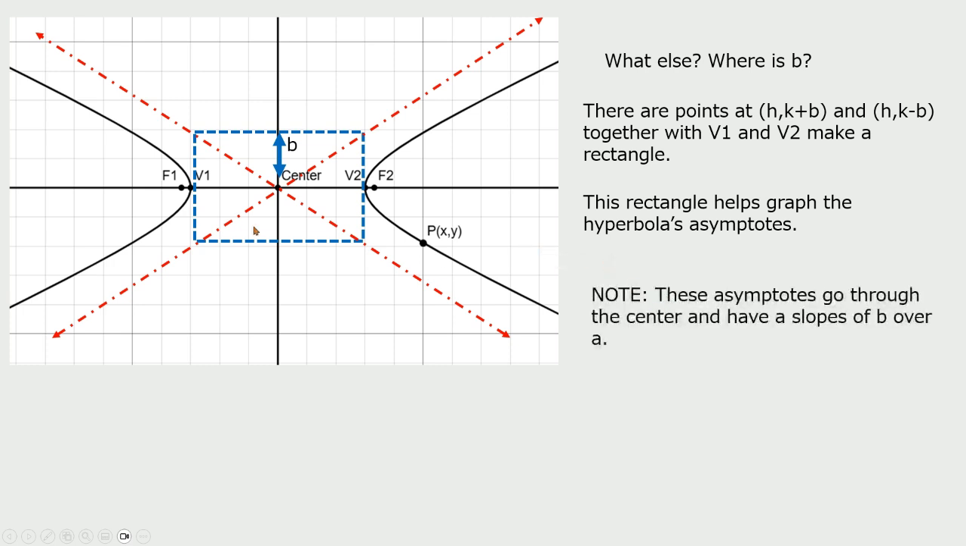These asymptotes go through the center and they have the slope of b over a, because remember the change in y over the change in x is a slope. So from here to here, like that, that is your slope. And so the equation of the asymptote is point-slope form right here: y minus k equals plus or minus b over a times (x minus h). Plus or minus, of course, because you have two directions that you go for the asymptotes.